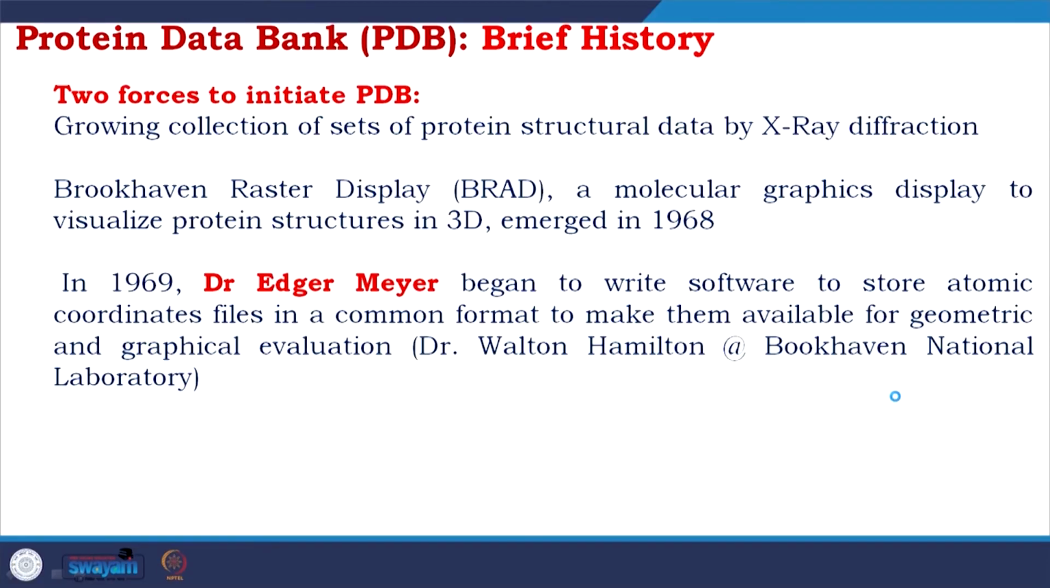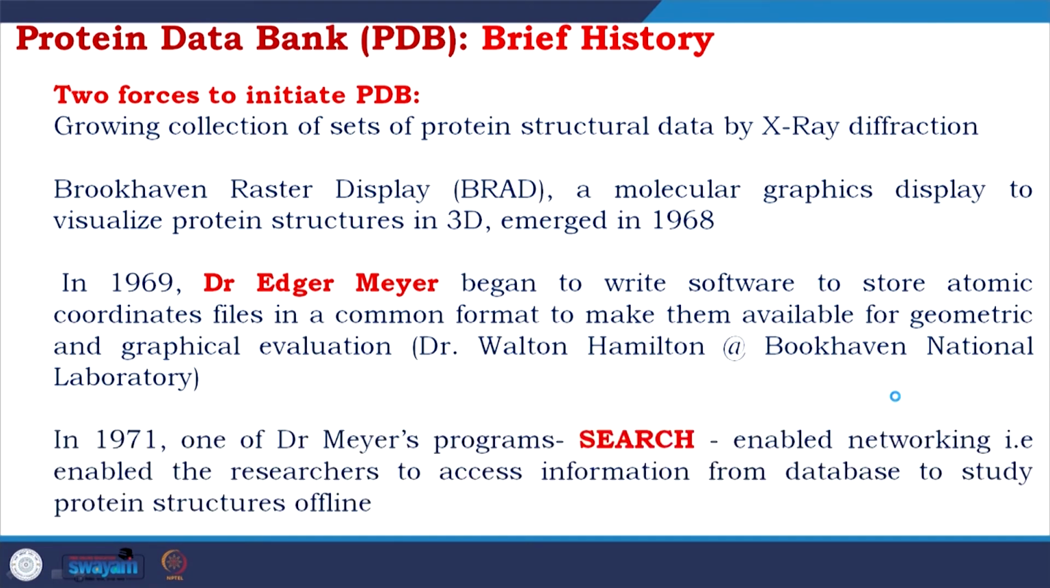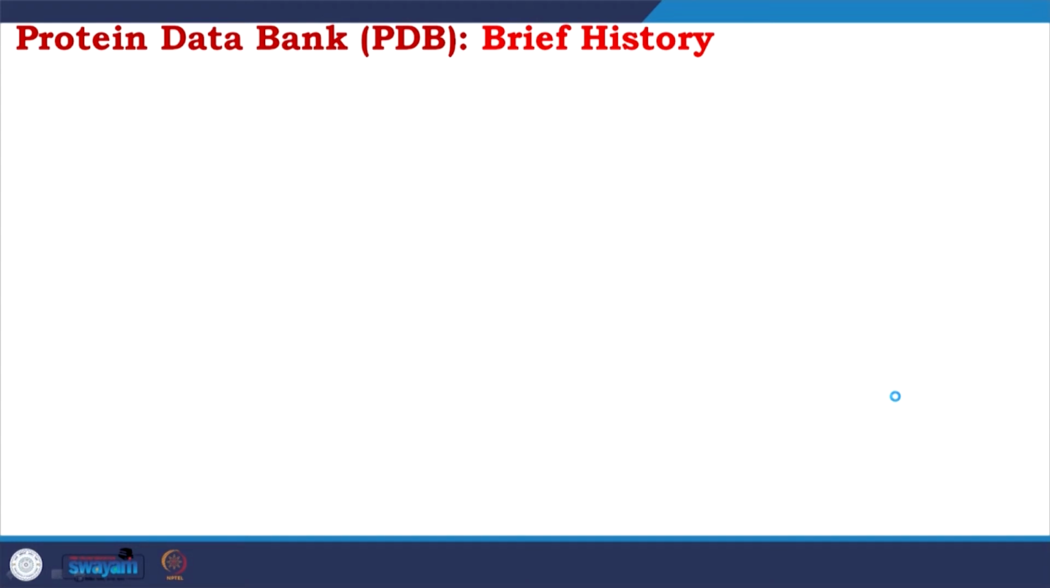In 1969, Dr. Meyer began to write software to store atomic coordinate files in a common format to make them available for geometric and graphical evaluation. He was working with Walter Hamilton at Brookhaven National Laboratory, BNL, who actually used to fund Dr. Meyer for doing this. In 1971, one of Dr. Meyer's programs, SEARCH, enabled networking, that is, enabled researchers to access information from the database to study protein structures remotely. Now, of course, it is online.